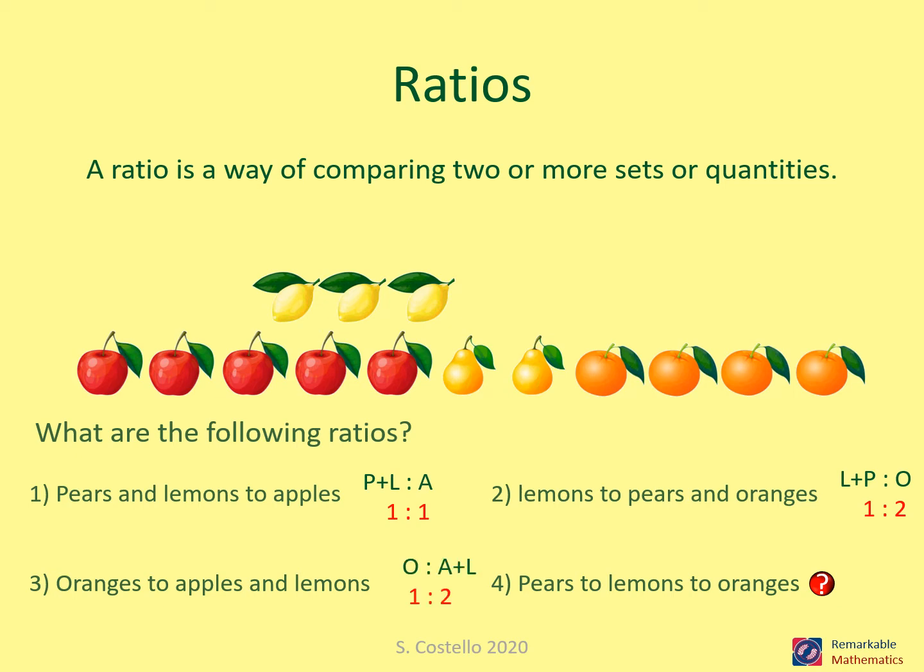And lastly, pears to lemons to oranges. So we've got a 3-part ratio here. It is 2 to 3 to 4.